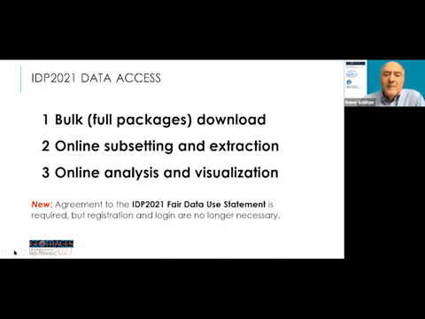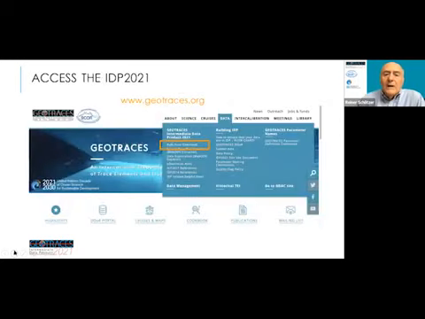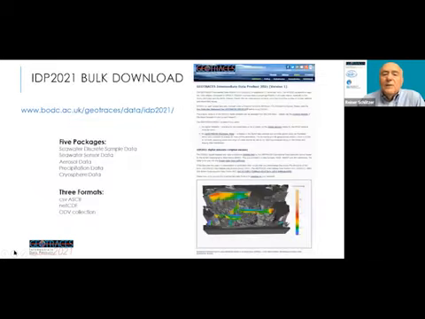Next slide, please. So let's do bulk download. We download everything. The link highlighted here on the slide. Next. So that will take you to a site at the British Oceanographic Data Centre. The web page is shown on the right here. In the middle, there's a download button that actually lets you download the files.